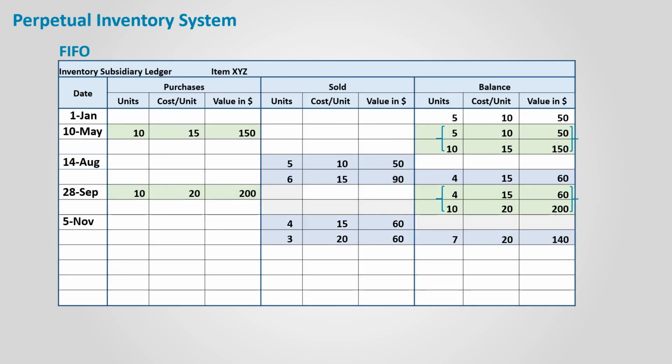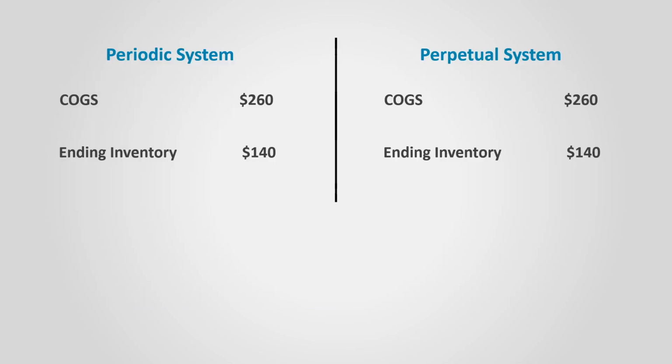Since we are using FIFO under the sold section, the 4 units of the first purchase should go first, then 3 units from the second purchase with a total cost of $120. This leaves 7 units in the ending inventory for $20 each. At the end of the period, cost of goods sold is calculated by adding all of the value column under the sold section, which is equal to $260. The ending inventory represents the last figure in the balance section, so it is equal to $140. Notice that under the FIFO method, the cost of goods sold and ending inventory is the same, whether we use the periodic or perpetual system.